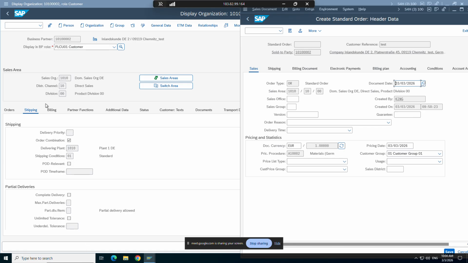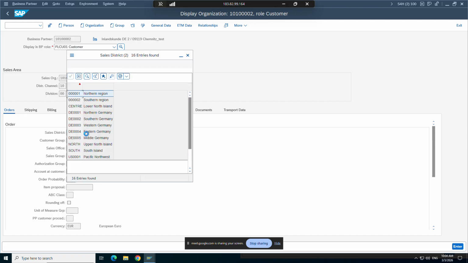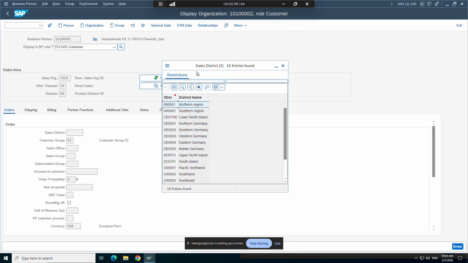Since we are in the customer, where is our customer? Yeah, this is our customer. Here are the sales area data. Now you see all these fields, sales district. These are all master data kind of fields, showing which area or which district this customer belongs to. These are all not mandatory. You see here it is blank.